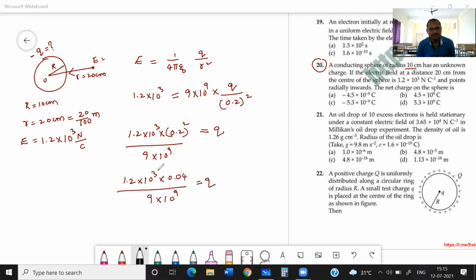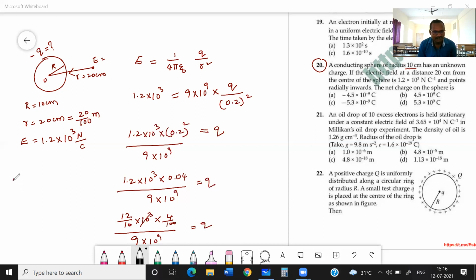This 10 to the power of 3 can be removed by removing these points. One zero is given to remove 0.2 and 2 zeros are given to remove this. Clear? It can be written as 12 by 10 into 10 to the power of 3 into 4 by 100. Clear what I am writing? Understanding now? Divided by 9 into 10 to the power of 9 is equal to Q. 3 zeros, 3 zeros cancel.